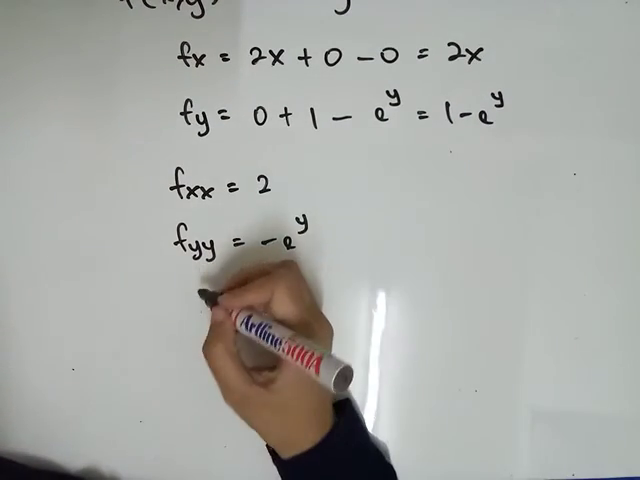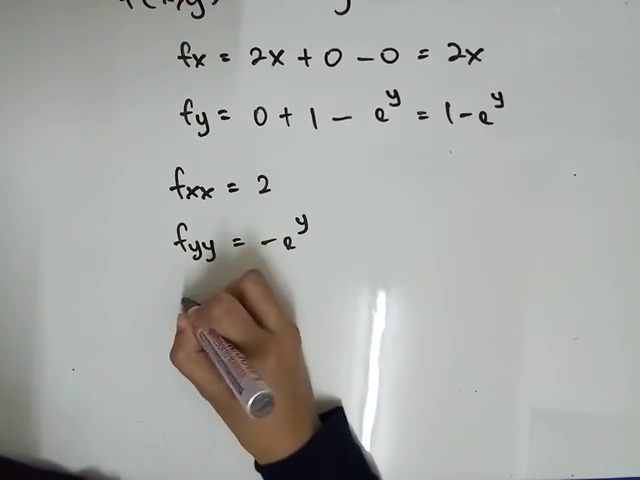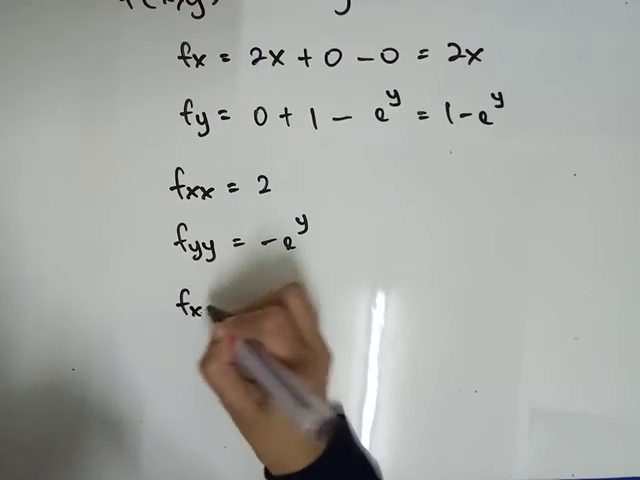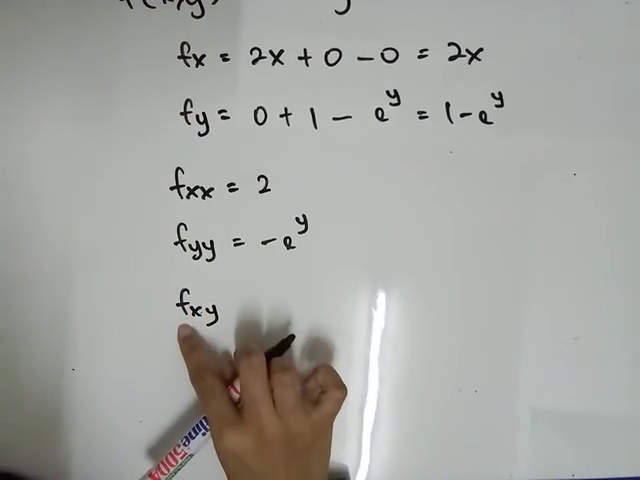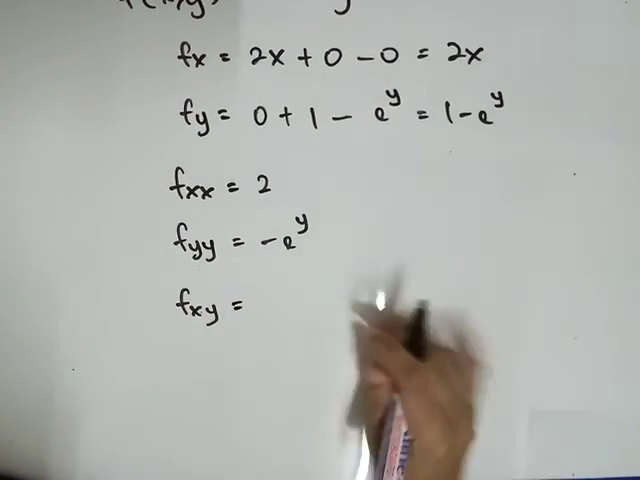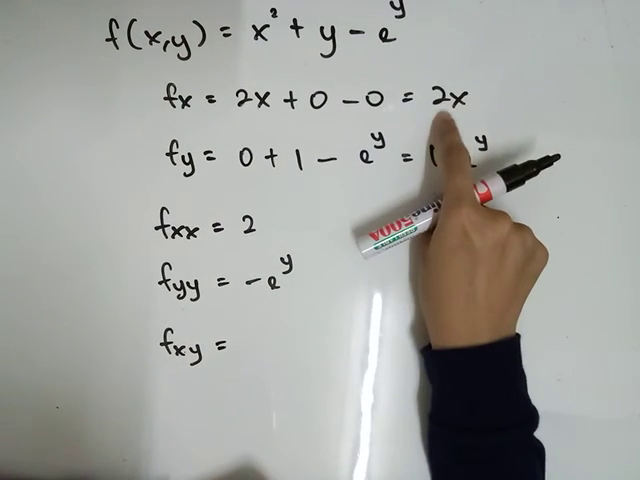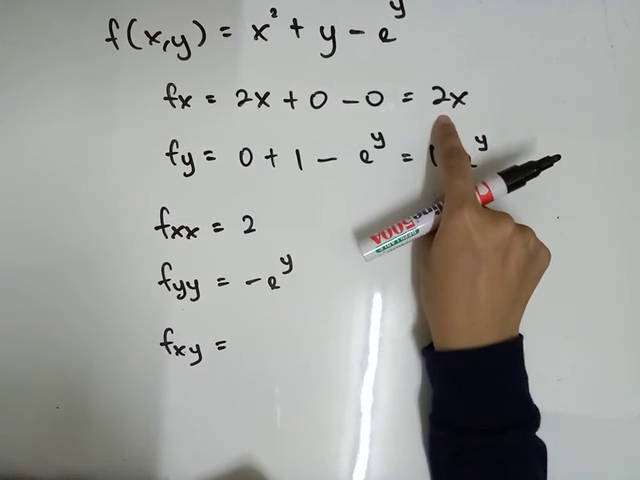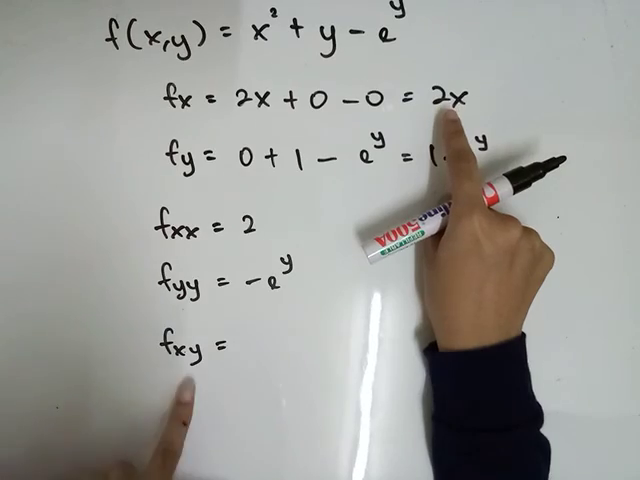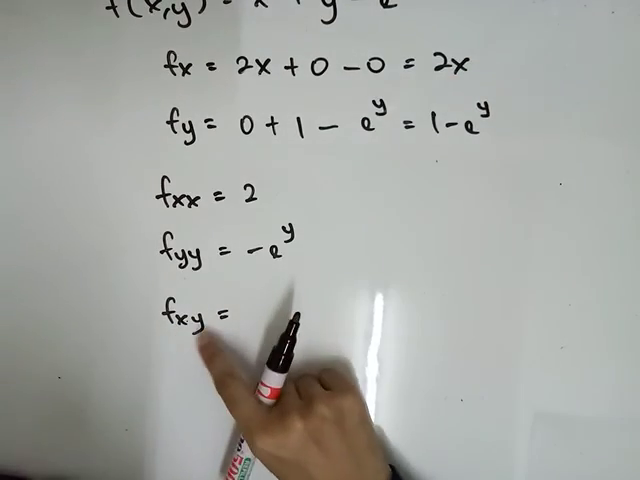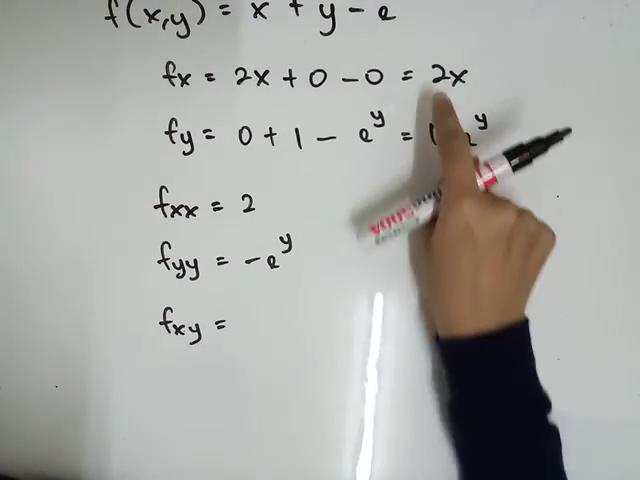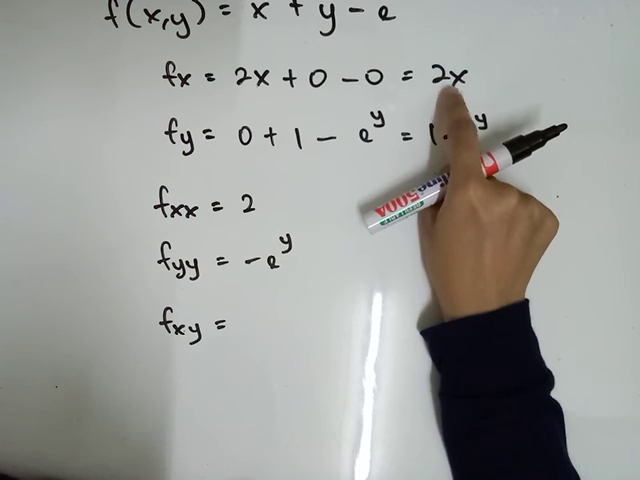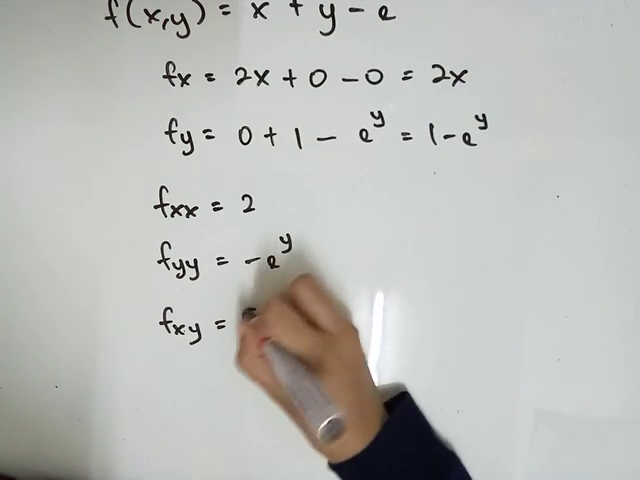What about the partial second derivative with respect to y from the fx? From the fx, we need to find the second derivative with respect to y, fxy. Because of this one, variable x, it is constant, so differentiate constant, we get 0.